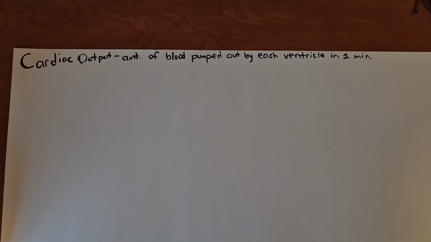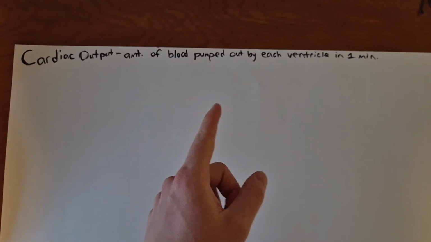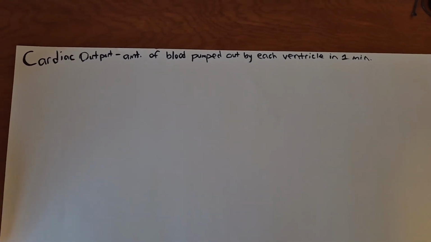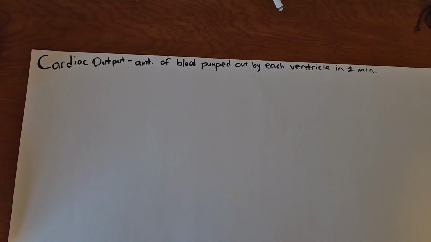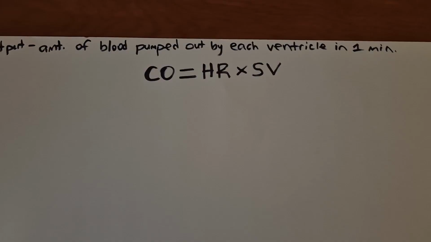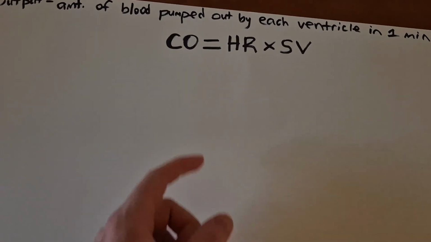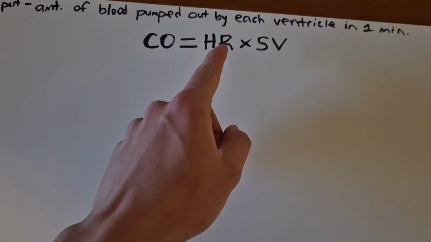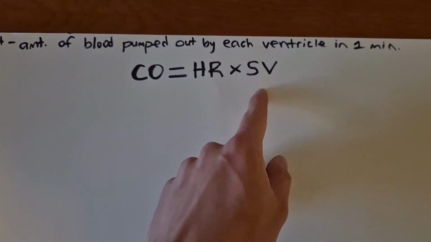So the definition of cardiac output is the amount of blood pumped out by each ventricle in 1 minute. So it's the amount of blood that's going out the ventricles, out the pulmonary artery, and out the aorta in 1 minute. The equation to calculate cardiac output is cardiac output equals heart rate times stroke volume.